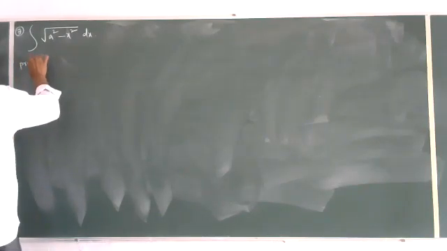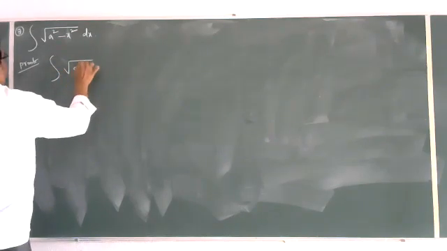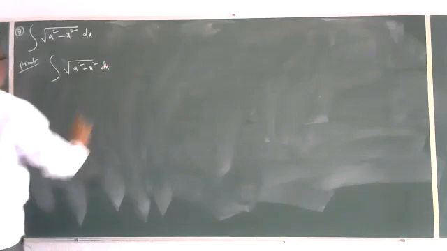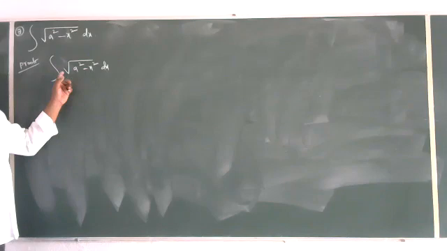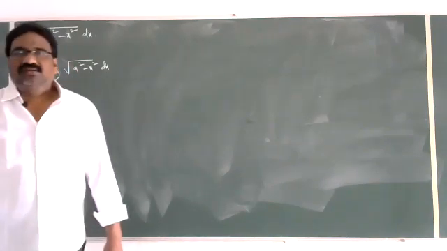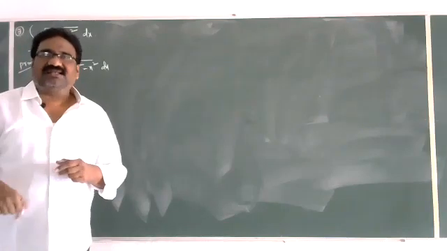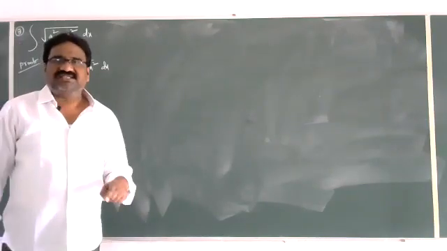So in 7.4, before that, I discussed 6 theorems. This is the 7th theorem. Yes, proof. Integral root of a square minus x square dx. Observe this. Here we have root of a square minus x square, only one function. So multiply by 1, and you consider 1 as the second function.